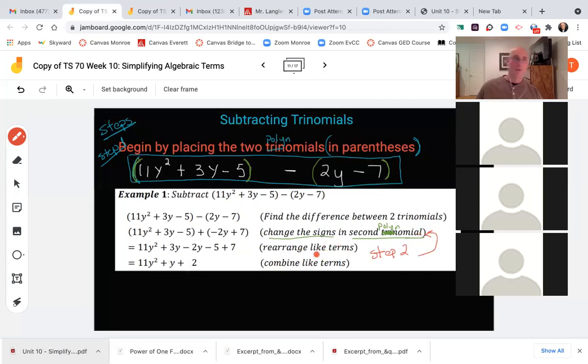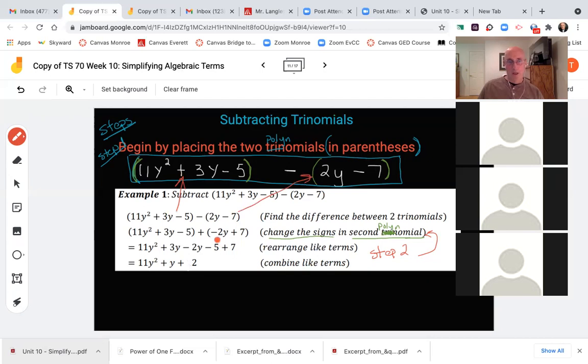All right. So when we're dealing with subtracting polynomials, step 1, put parentheses around the 2, so you're really clear which are the 2 different polynomials. Step 2 is to change the signs in the second one. That's this one on the right here. Let me show you what I mean by that. So this right here is the same one, 11y squared. These are the 2. Basically, this is just this one up here, and this is this one right here. It's just rewritten here for you.